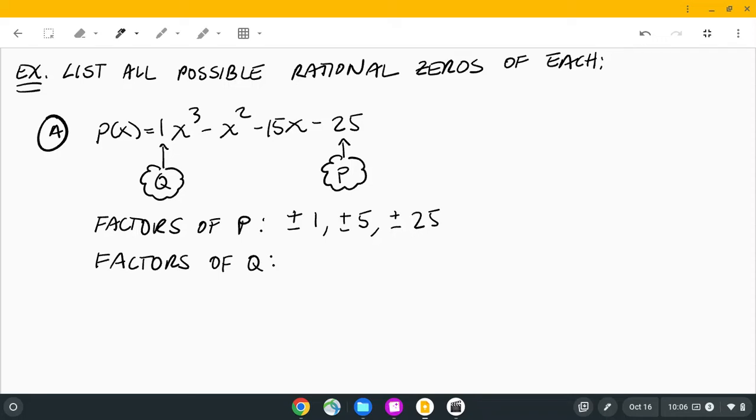The factors of q are, well, q is only 1, so this is a little boring. Just positive 1 and negative 1. Those are the only factors of 1. Okay, so you list all the factors of p. You list all the factors of q.